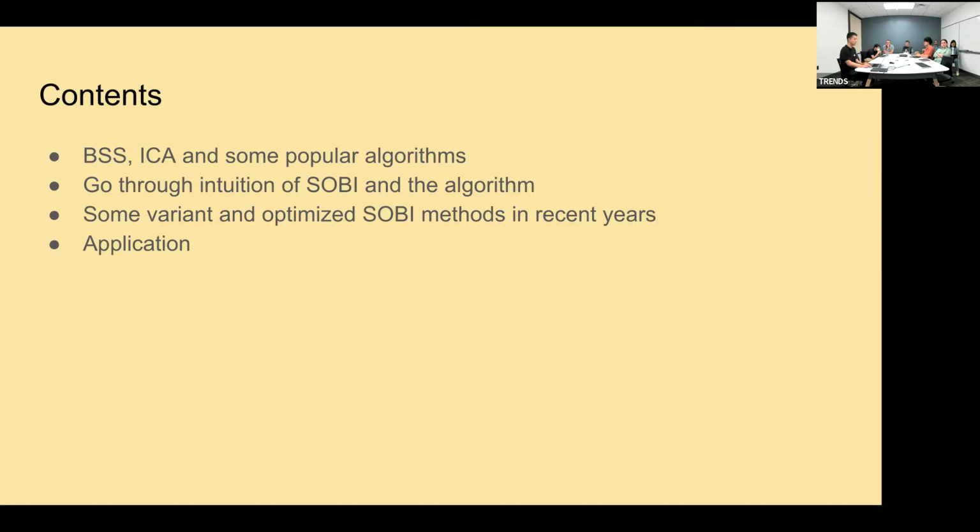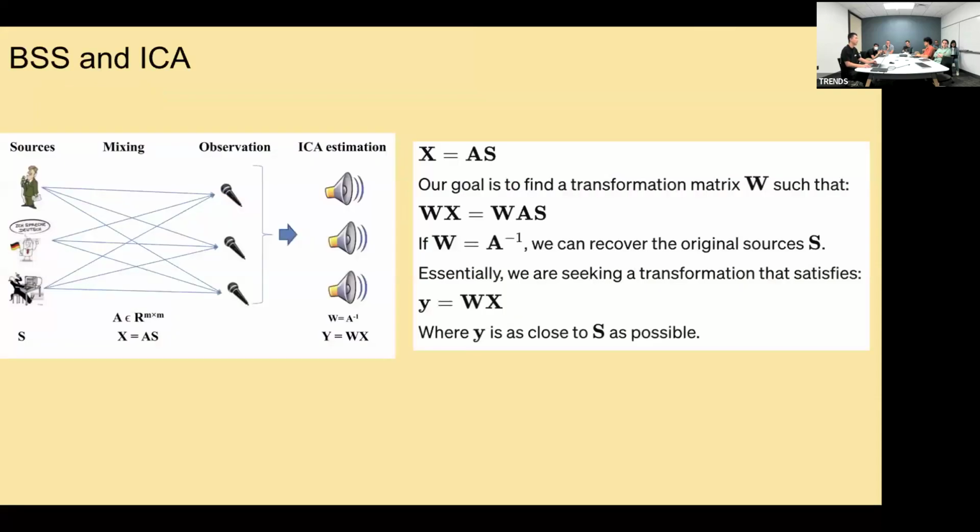And then I will also quickly go through some variants of the SOBI algorithm, because SOBI is a very straightforward blind source separation method. It does have some limitations when the data have specific characteristics, and people have developed more advanced ways to optimize these things. And I'll give a quick demo or application from this paper of how these things work.